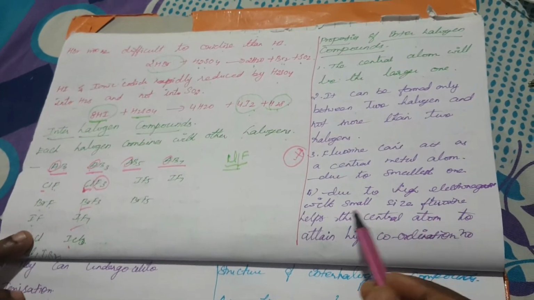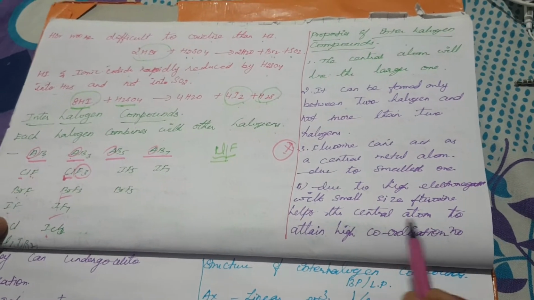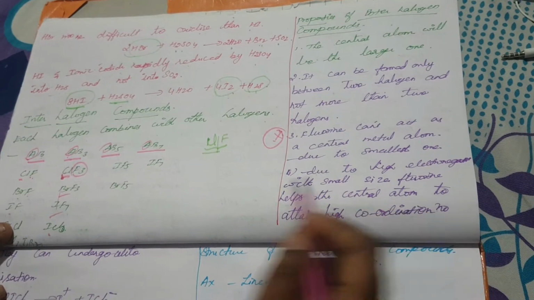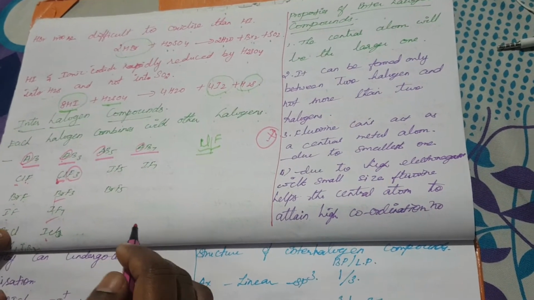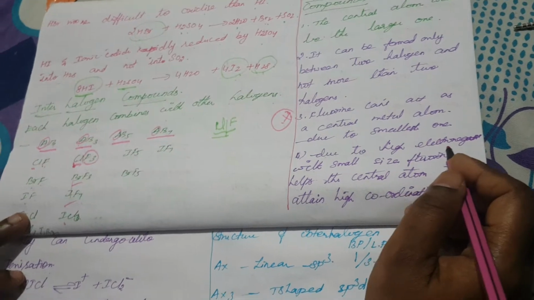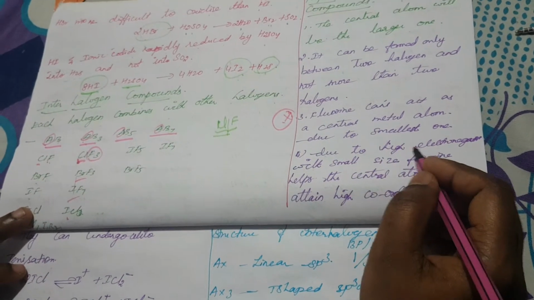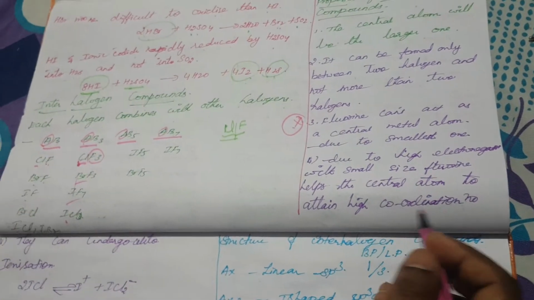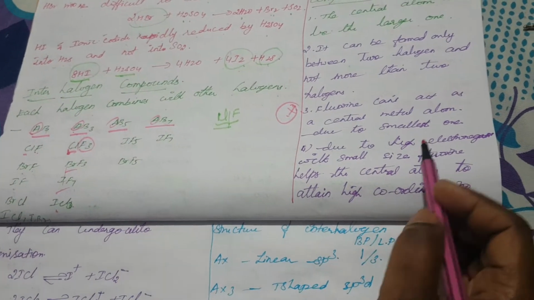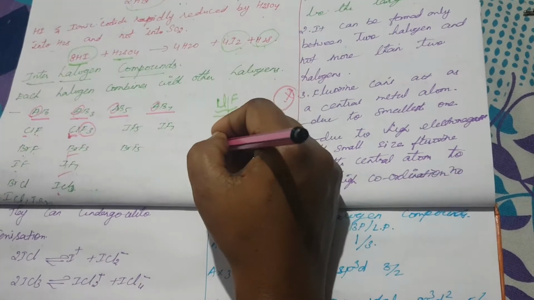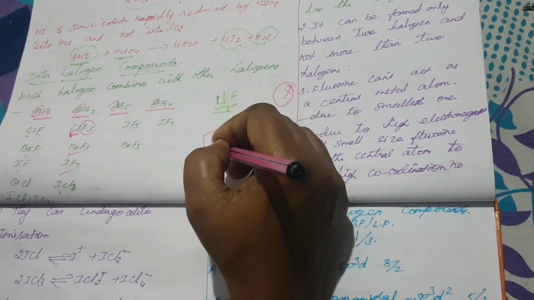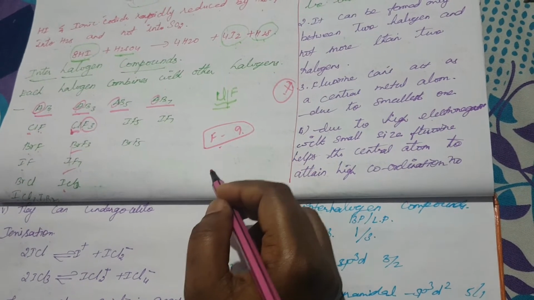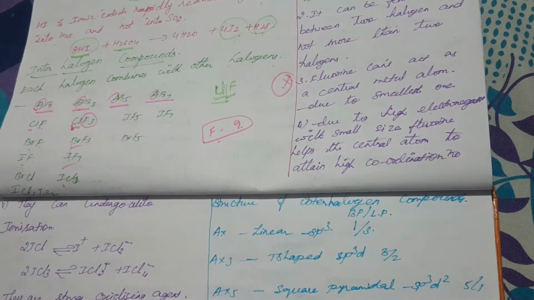Due to its high electronegativity and small size, fluorine helps the central atom attain a high coordination number. Among all the elements in the periodic table, fluorine has the highest electronegativity, as we already know. Because the atomic number of fluorine is 9, its size is very small. Due to this high electronegativity, it helps the central atom attain a high coordination number.